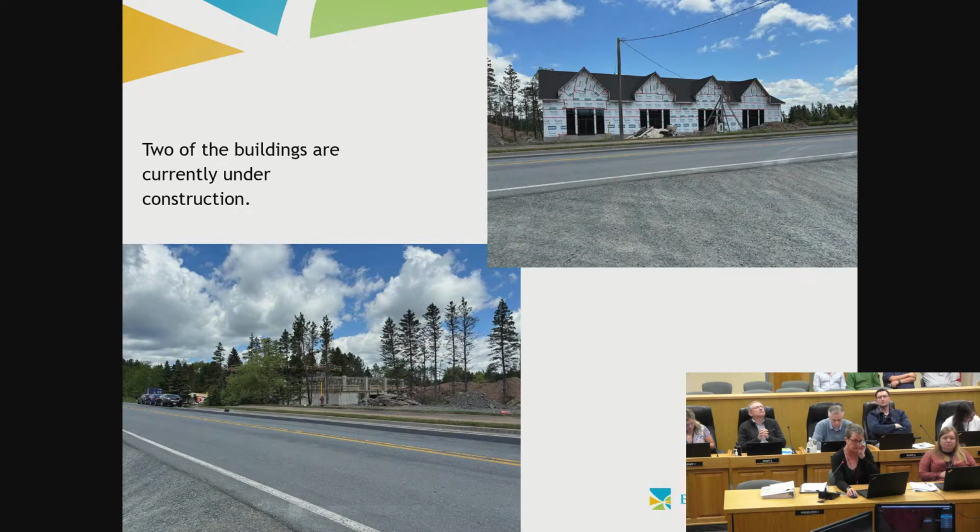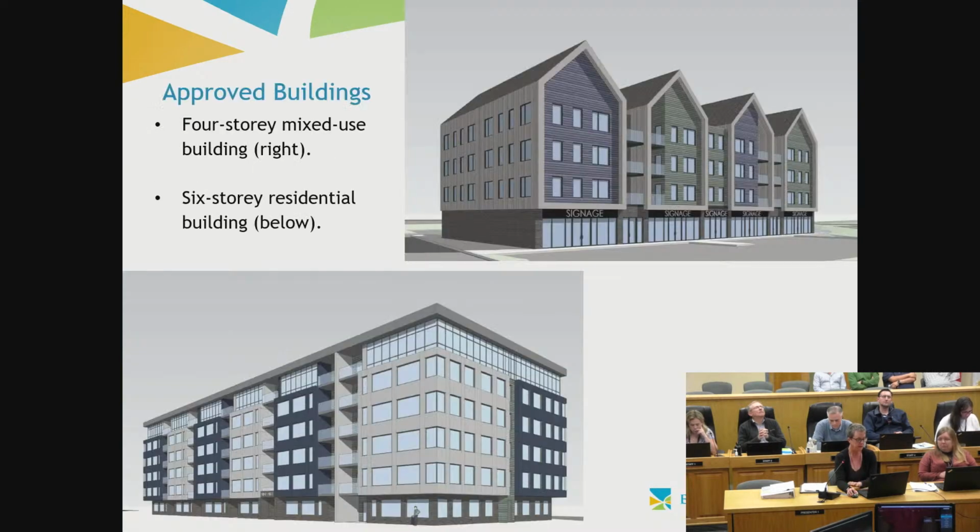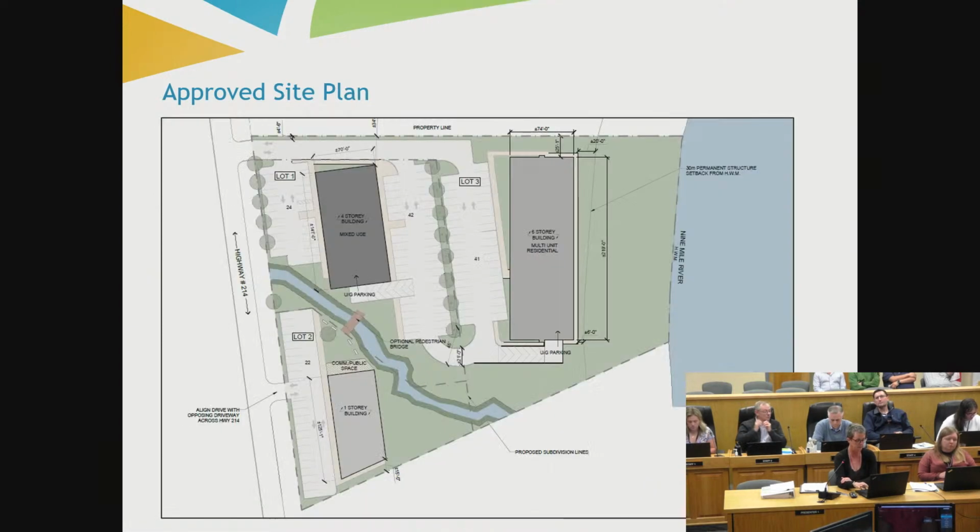So these are recent photographs taken of the two buildings that are currently under construction. This is the single-story commercial building, and you can just see here, this is the four-story mixed-use building. These elevation drawings show the four-story building, which has been approved for the front of the property. And this six-story building is approved to be located behind that four-story building and adjacent to the 9 Mile River.